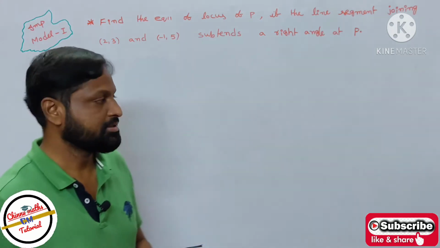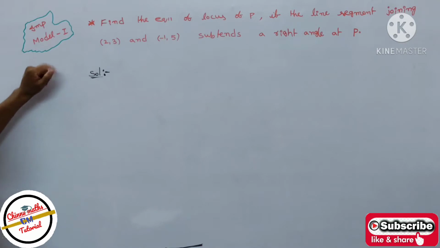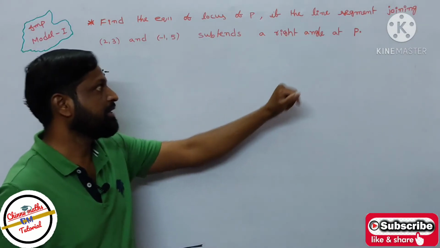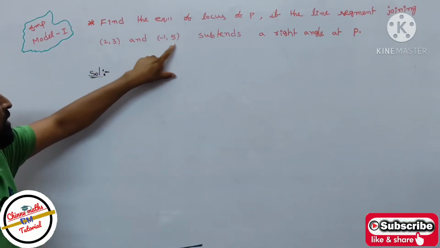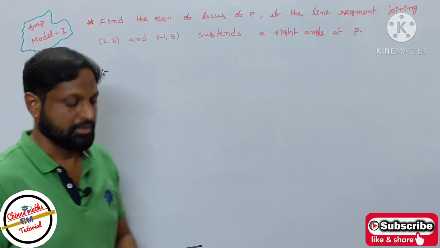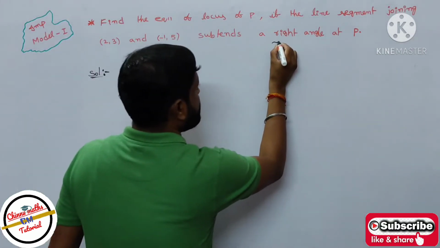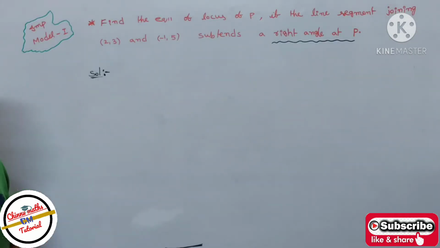Okay, let's discuss some important model questions. See here, important model number 1. Find the equation of the locus of P if the line segment joining (2, 3) and (-1, 5) subtends a right angle at P. Let's see, we can observe the given question. Given that one word, that is right angle at P. Right angle at P means definitely we will get a right angle triangle.